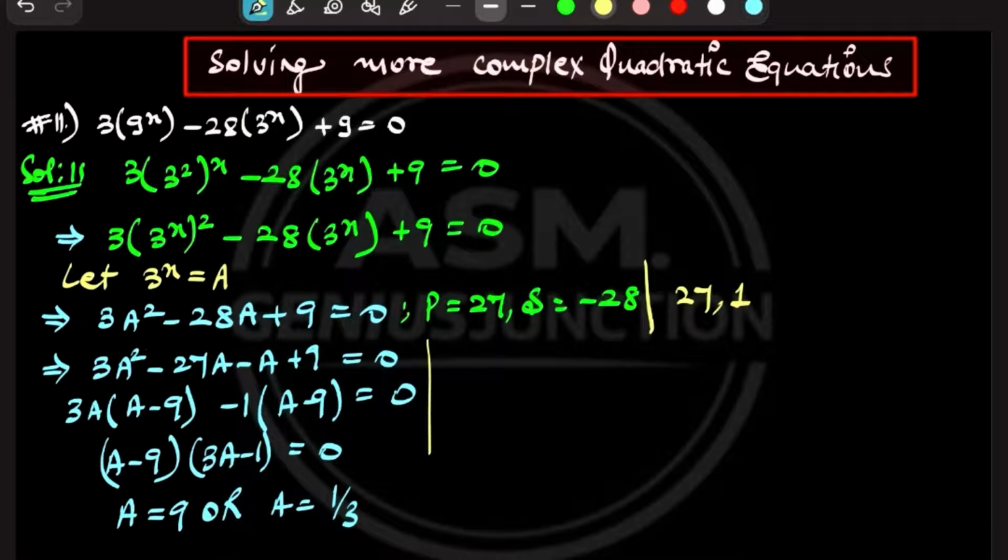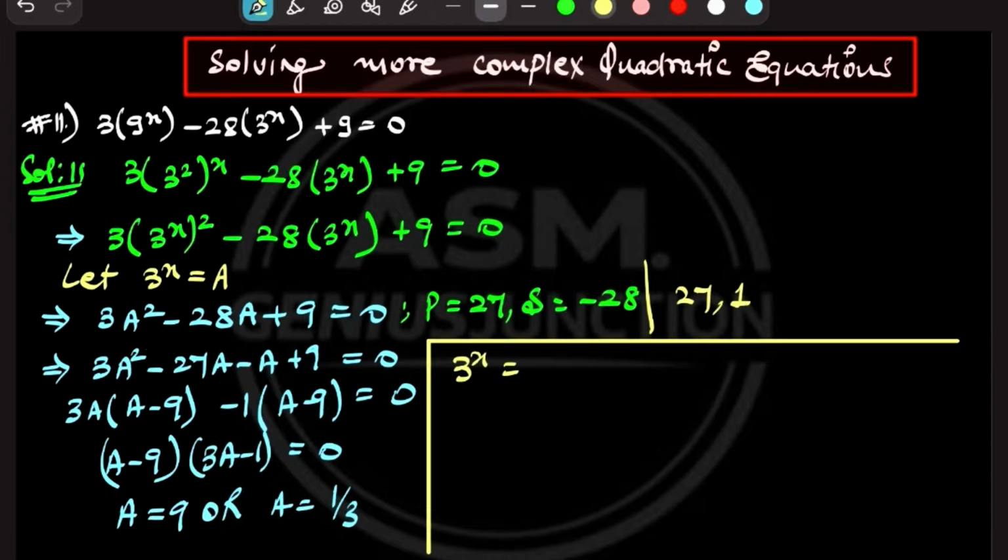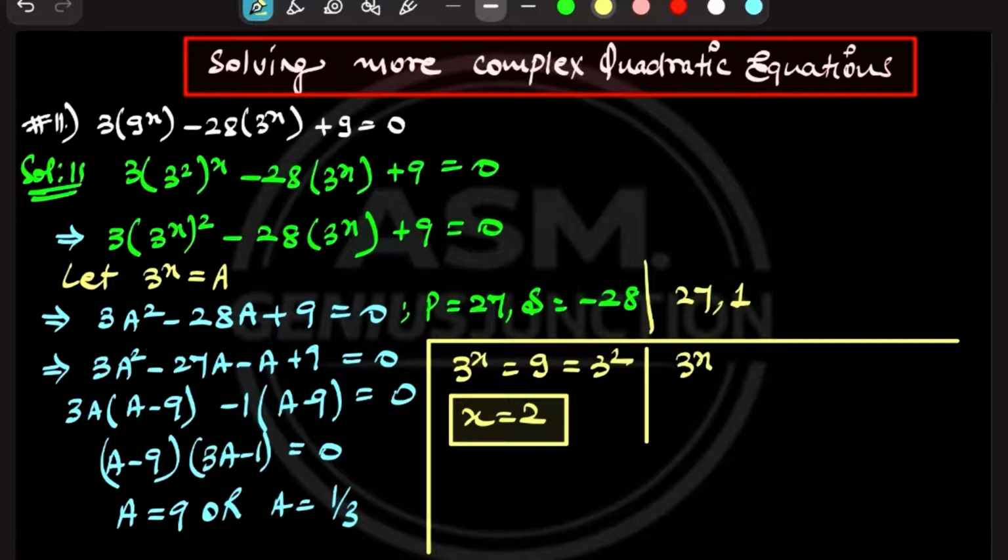Now comes the important part again. We assumed that a is actually equal to 3 raised to power x. So I will write 3 raised to power x equals 9, and 9 can be written as 3 raised to power 2. So I will write x equals 2 as my first solution for the given question. In the same way, if I write 3 raised to power x equals 1 over 3, then 1 over 3 can be written as 3 raised to power minus 1. This gives us x equals minus 1 as our next solution.